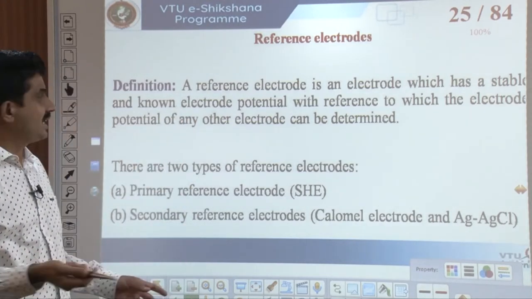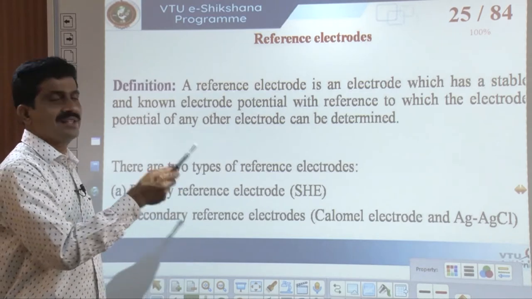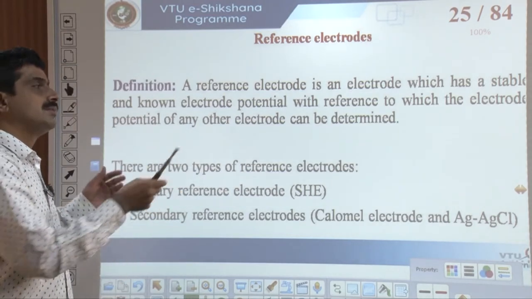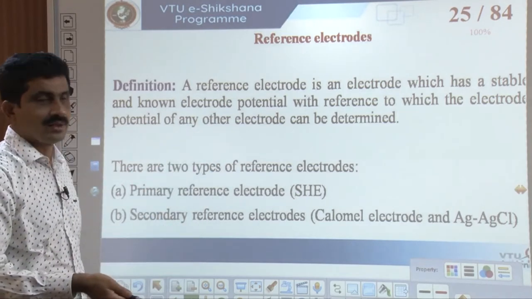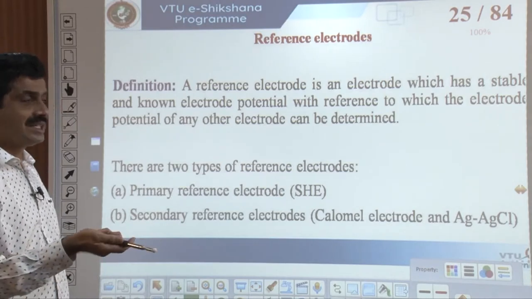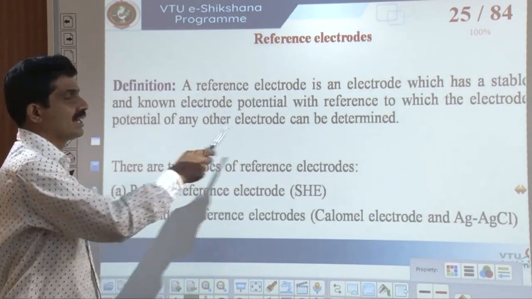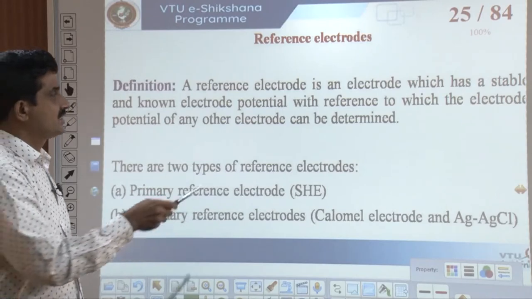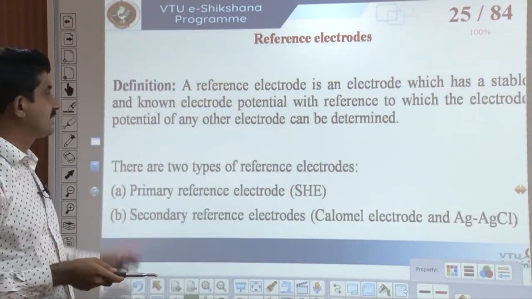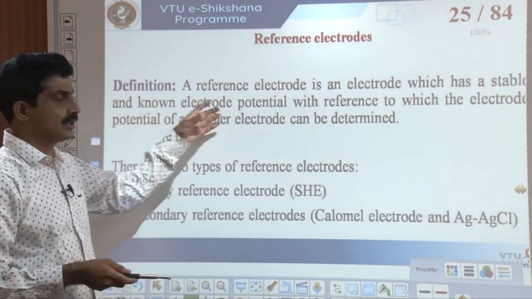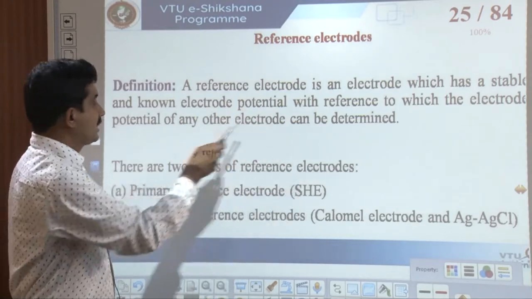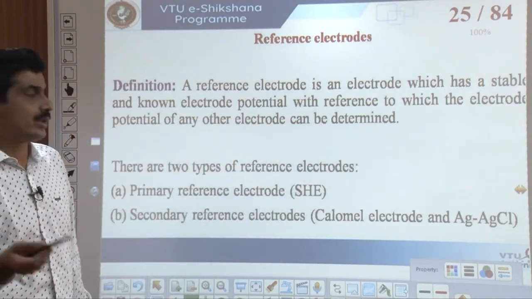A reference electrode is one which has a stable potential. Its potential is constant, and it is used to determine the potential of other electrodes. So the definition says a reference electrode is an electrode which has a stable and known electrode potential, with reference to which the electrode potential of any other electrode can be determined.